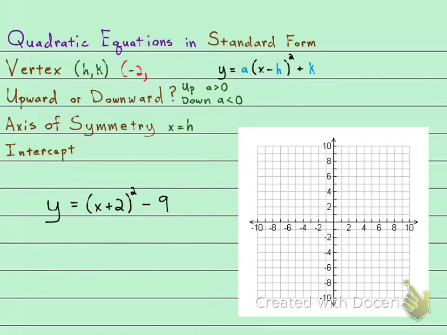And the k part of the vertex is what you see out here, negative 9. So on my graph, I know that my vertex would be at negative 2 and negative 9, so right here.